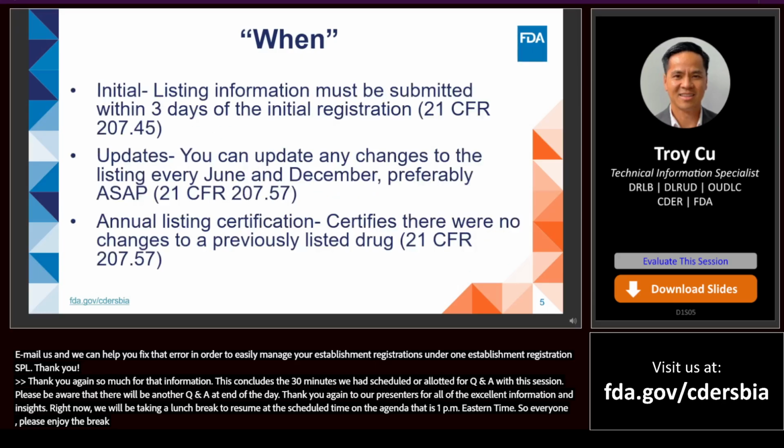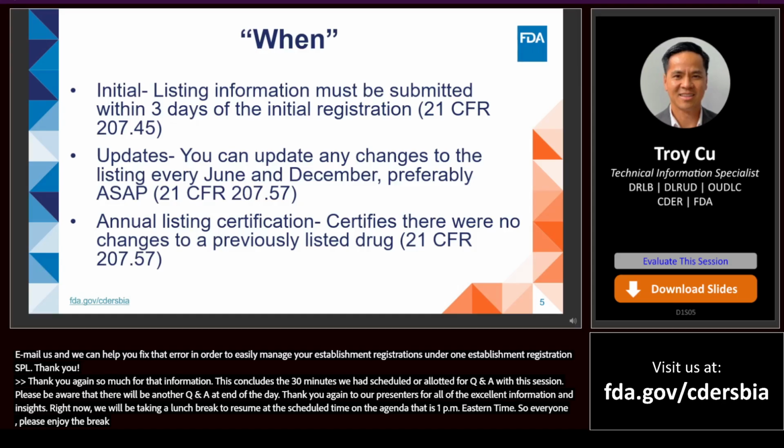So when does the drug listing have to happen? Initially, drug listing has to be submitted within 3 days of the initial registration per 21 CFR 207.45. Any update has to be done every June and December. However, there is no need to wait to submit an update. In fact, we encourage firms to update as soon as possible under 21 CFR 207.57.